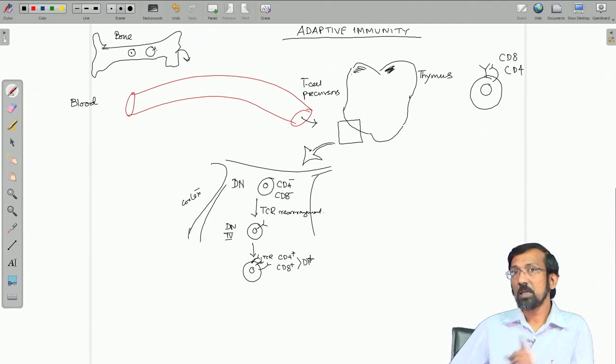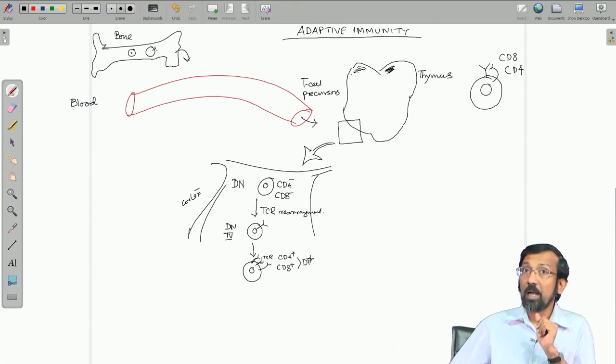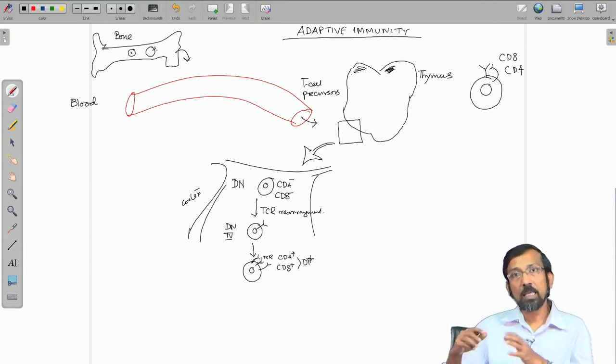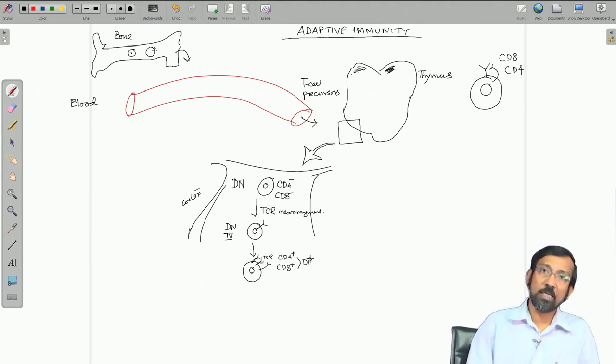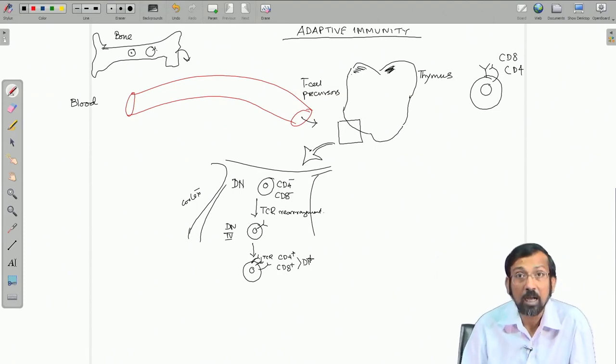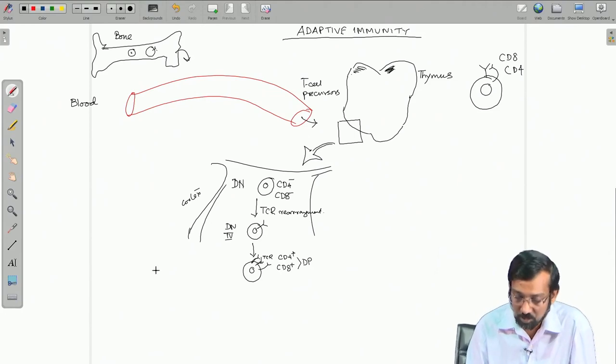They are still not destined to bind a specific class of MHC molecules. Now, they have to be selected for that. Who is doing this selection? Someone has to select these double positive cells and finally end up in either CD4 plus cells or CD8 plus cells. So, who is doing that? Inside the thymus, we have the thymic epithelial cells.